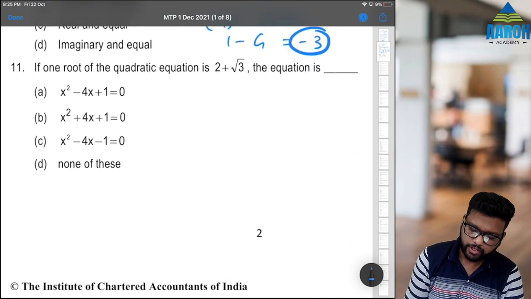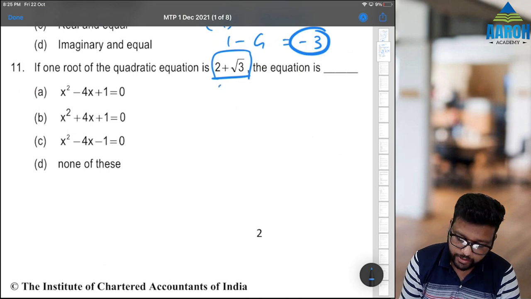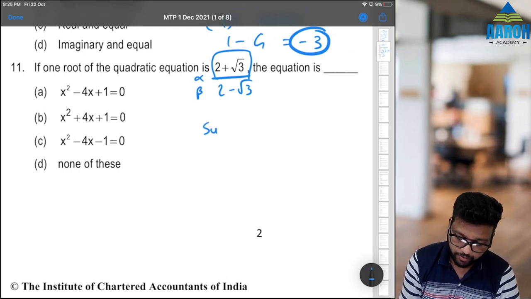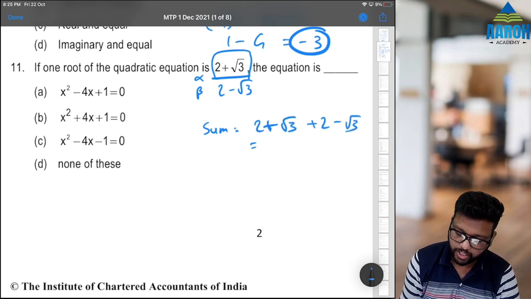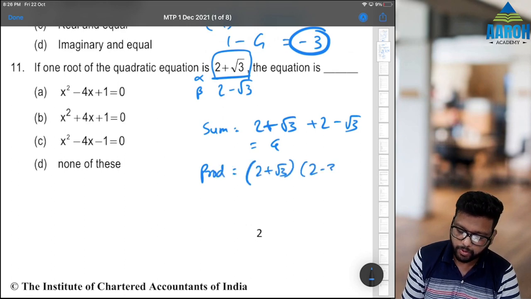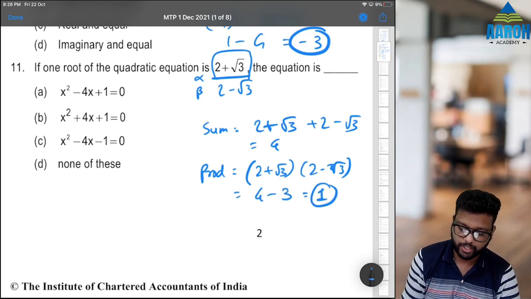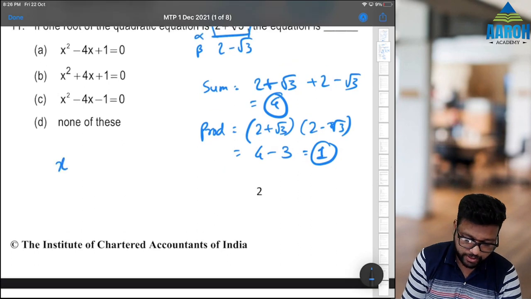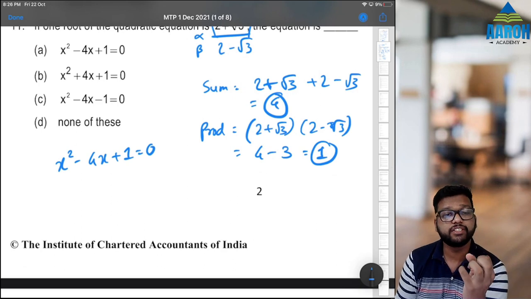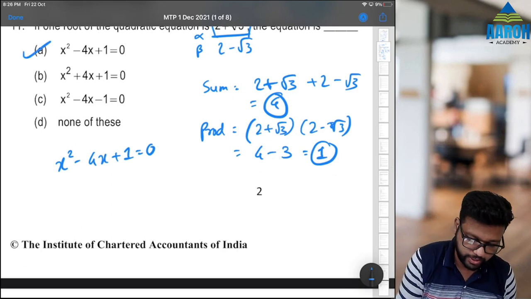Next, if one root is this irrational, then the other root is its conjugate. That means this is alpha, this is beta. So sum of roots will be 2 plus root 3 plus 2 minus root 3, that will be 4, and product of roots will be 2 plus root 3 into 2 minus root 3, which is a plus b, a minus b, which is a square minus b square, which is 1. Okay, we know that quadratic equation can be formed as x square minus sum of roots into x plus product of roots is equal to 0. X square minus sum into x plus product is equal to 0. So option A is the correct answer.